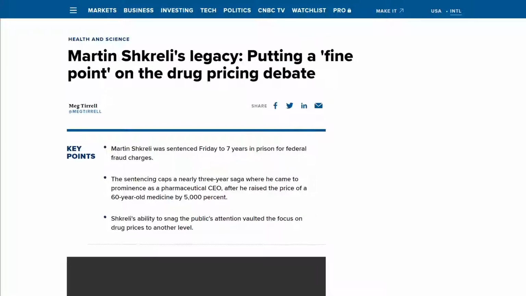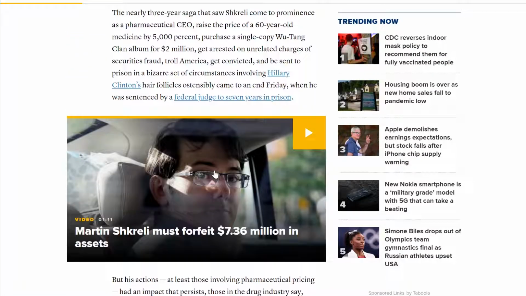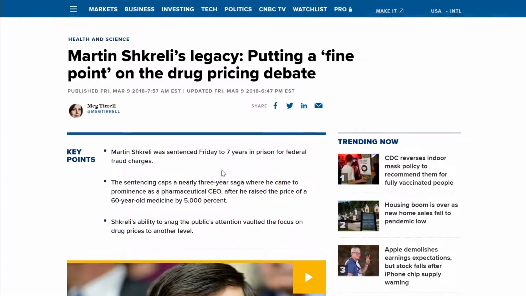Price gouging. So there's a guy called, I think it was Martin Shkreli, the guy who bought the Wu-Tang album. He's got a real punchable face, this dude. He bought a patent for a drug that people depended on. At the time, it cost $17 per tablet, and he thought that wasn't enough. It was a 60-year-old tablet, and he said, you know what, they're not paying enough for this tablet. I think it should be $750 per tablet.